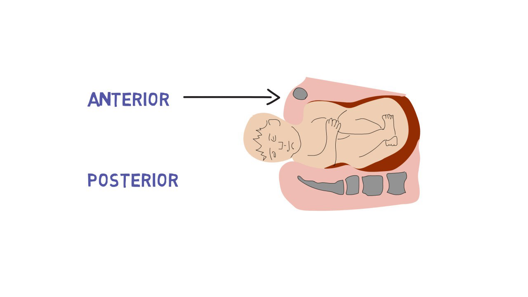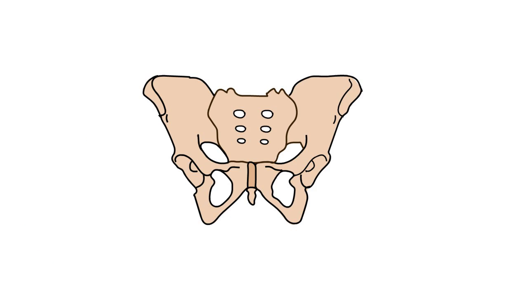Shoulder dystocia can be caused by impaction of the anterior or posterior shoulder during vaginal delivery. Anterior shoulder is more common and is caused by impaction at the maternal pubic symphysis. Posterior shoulder is less common and is caused by impaction at the maternal sacral promontory.